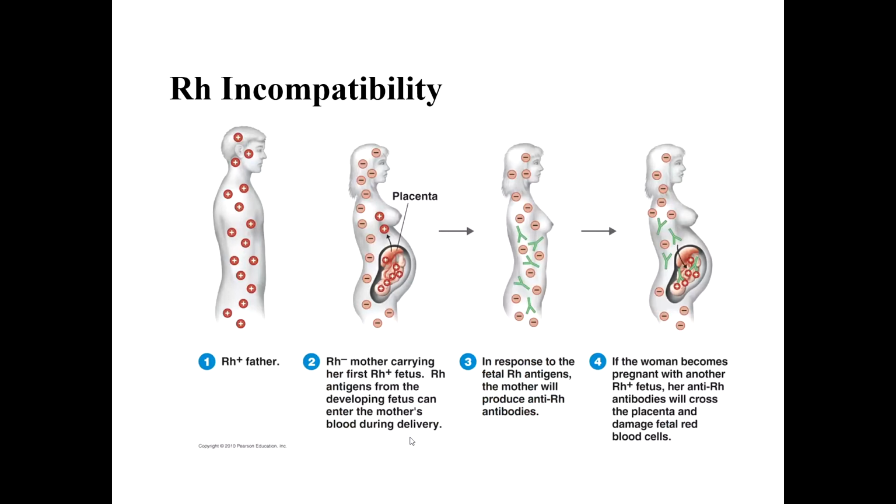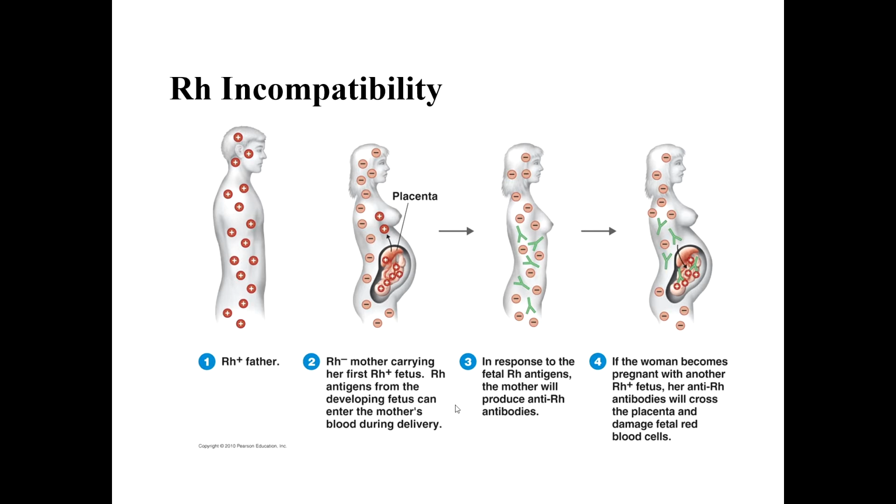So here's the problem with Rh incompatibility situations. This is a case where a father is positive and a mother is negative for Rh. And normally, these blood antibodies don't cross over the placenta. But the problem with incompatibility situations is when the Rh negative mother is carrying her first Rh positive fetus, the Rh antigens from the developing fetus can enter the mother's blood during delivery.